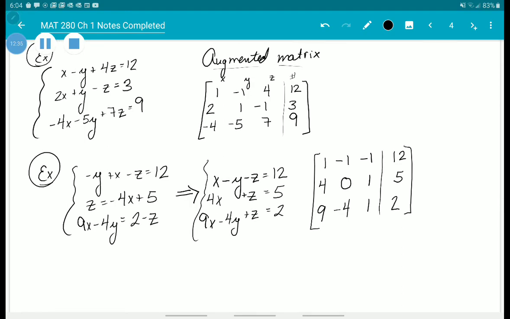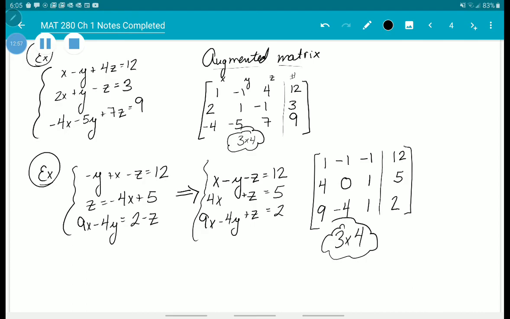Now, if we want to identify the matrix dimensions, we have to identify how many rows and how many columns we have. So we have 1, 2, 3 rows, and we have 1, 2, 3, 4 columns. So this one is a 3 by 4. The one up here was also a 3 by 4 matrix. 3 rows, 4 columns.